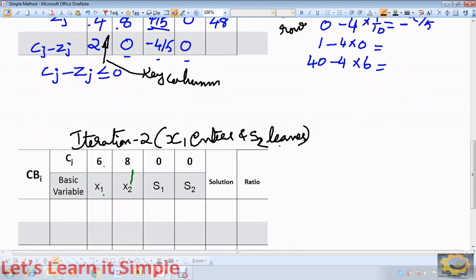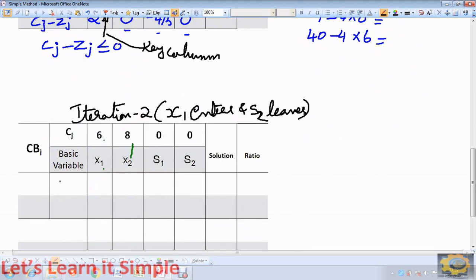So earlier we have x2 as the solution. So have as such, instead of s2 we have x1 here. Now we need to get Cj from this thing. So for x1 it is 6. For x2 it is 8. Bring it here. Now we can call this row 5. We can call this row 6.